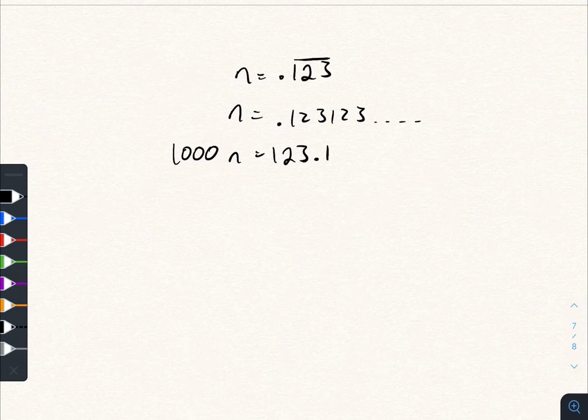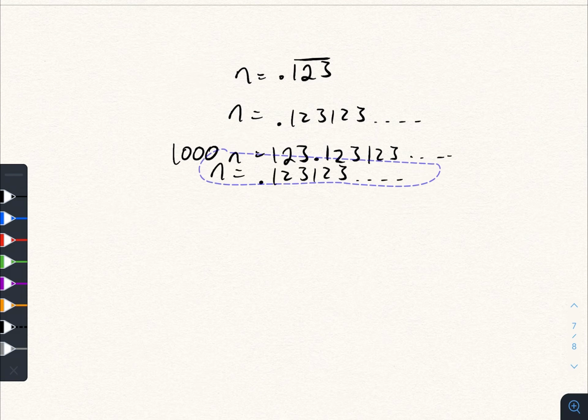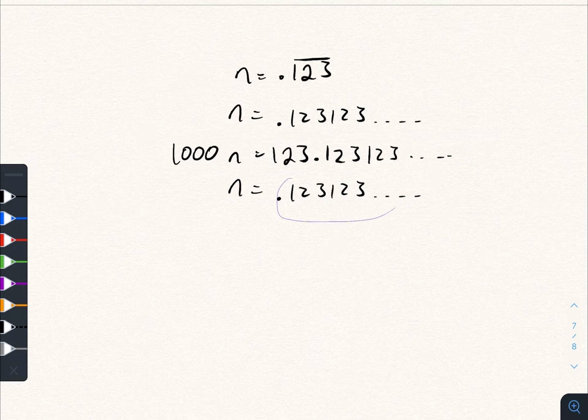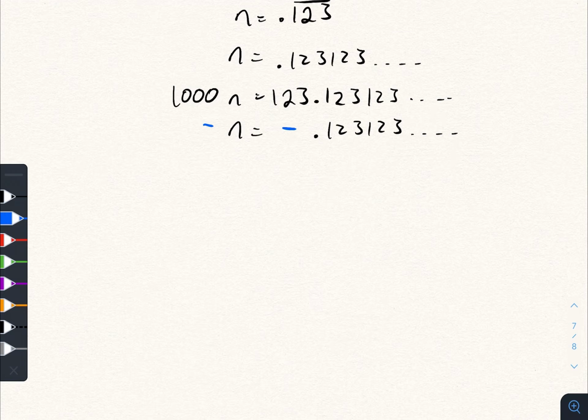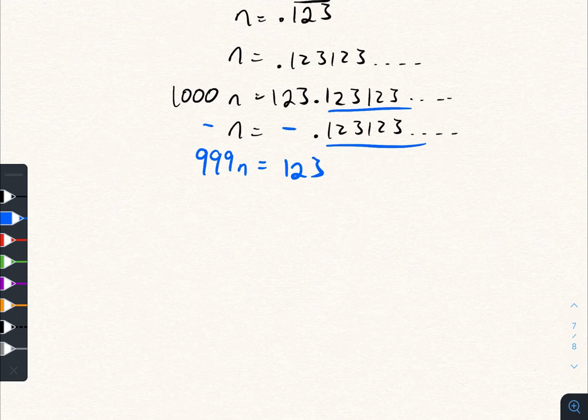So we get 123.123 repeating. And now I want to subtract these equations from each other. So subtract n over here, subtract 0.123 repeating over here. And what do we get? We get 1,000n minus 1n is 999n. And when we cut off the repeating decimal part over here, we just get 123. So n is equal to 123 over 999.